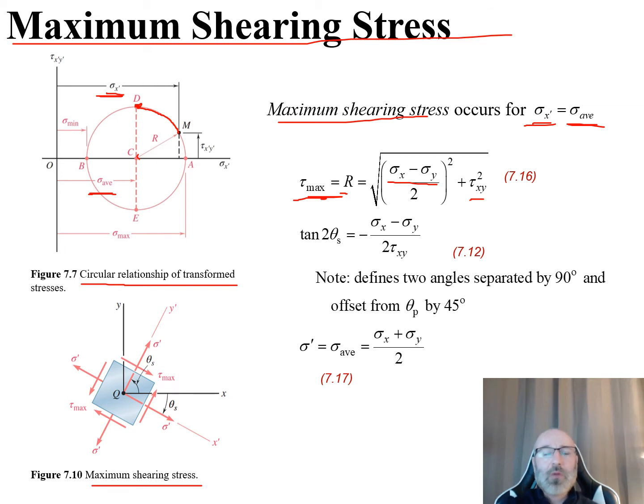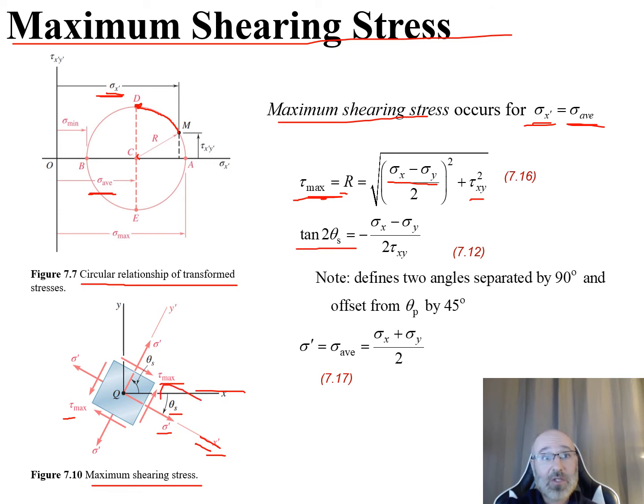So now going down below to this figure, we'll take a look at our element. Now we can see we have this angle, our theta sub s term. That theta sub s term is the angle between our x-axis and our x prime axis. We can also see that our sigma prime lies on our x prime axis, and that our tau max, that maximum shearing stress, occurs along that x prime axis as well.